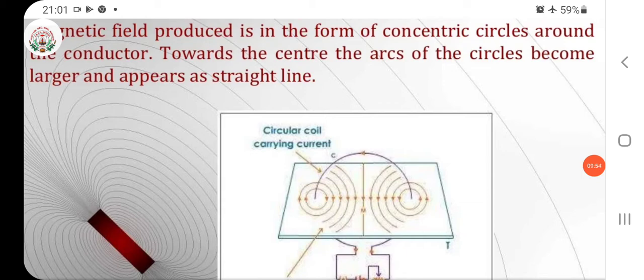They are concentric circles around the conductor. Okay. These diagrams are very important. You have to draw and practice.